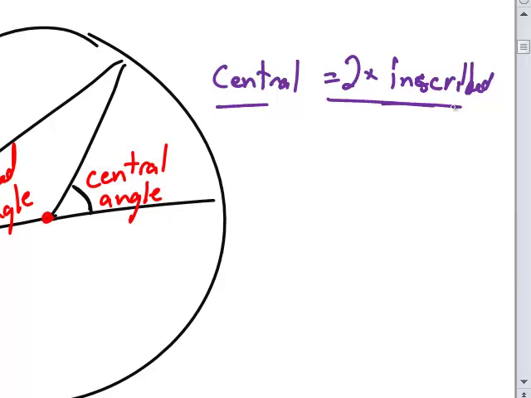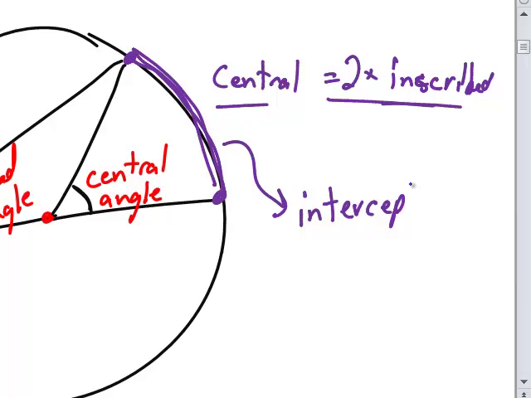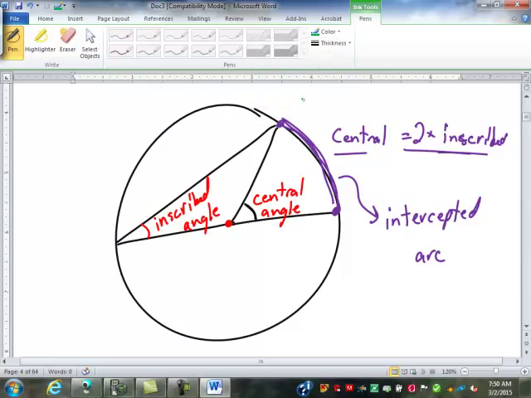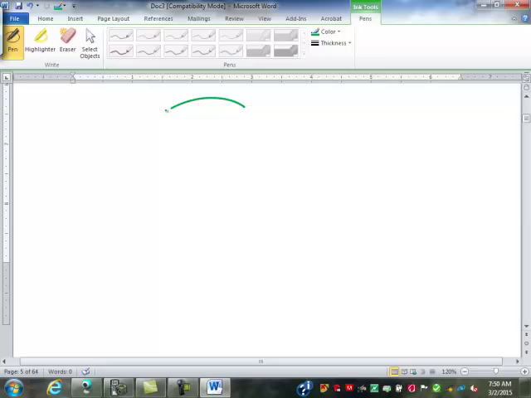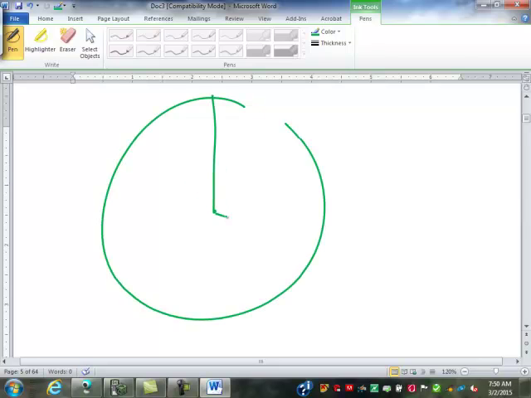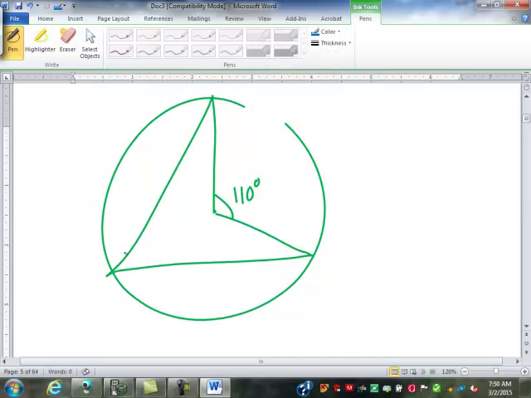Now that doesn't mean any central angle and any inscribed angle. What's special about these two angles is they intercept or identify the same arc. That's called the intercepted arc. So whenever we have a central angle and an inscribed angle that intercept the same arc, that central angle will be twice whatever the inscribed angle is. So let's say that this is a 110 degree angle. What's this over here have to be?